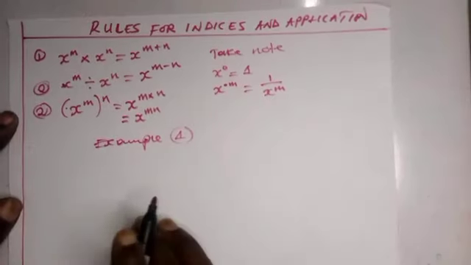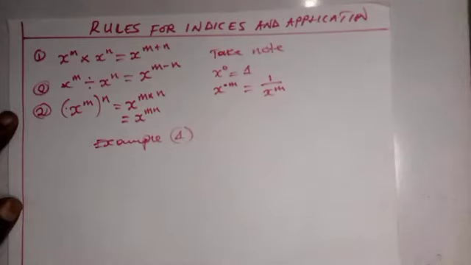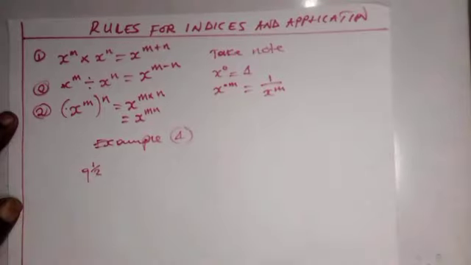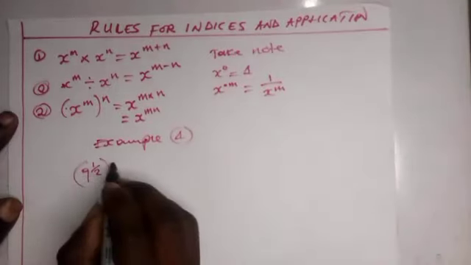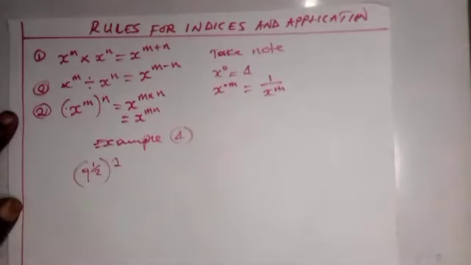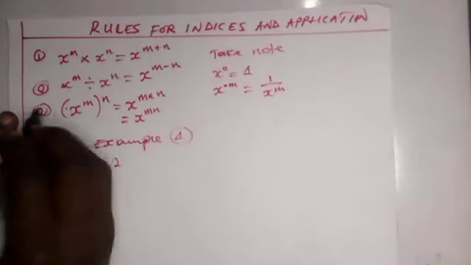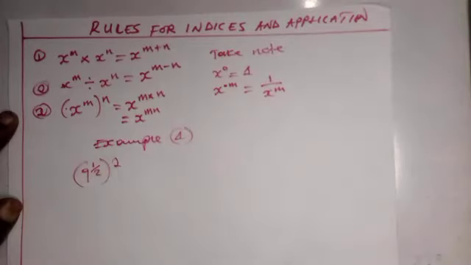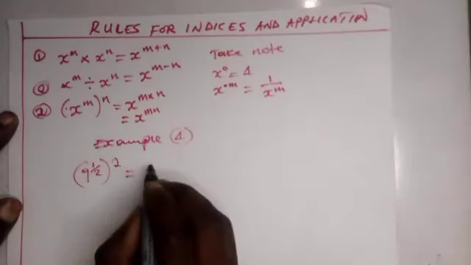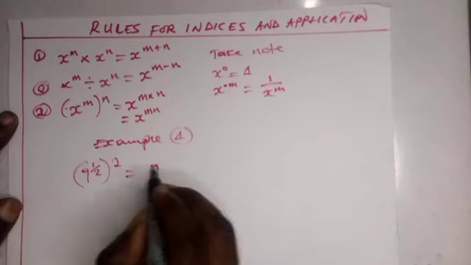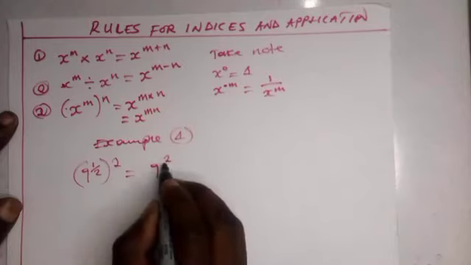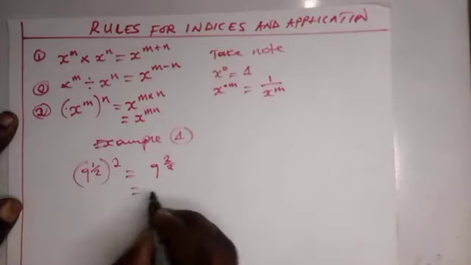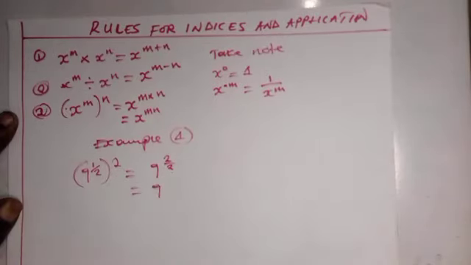Let's try to take one practical example. Number 1. If you have 9 power half, the bracket, then power 2. This means that we are going to use the third law, in which we are going to multiply the powers. Then this is same like you're going to have 9 power 2 over 2, in which 2 into 1 half is 1. So here we are going to have 9.